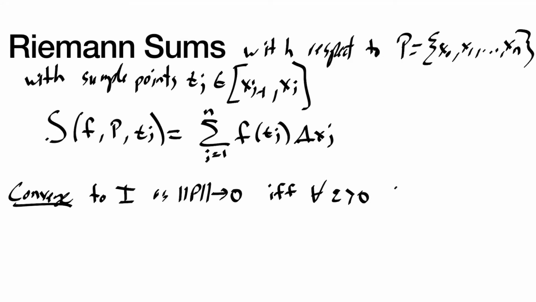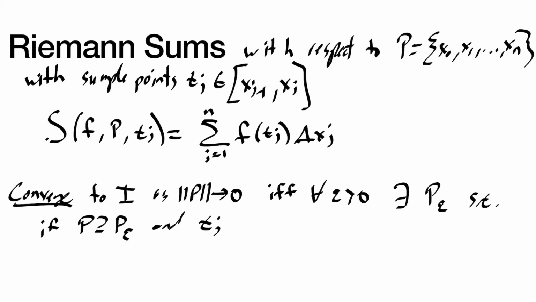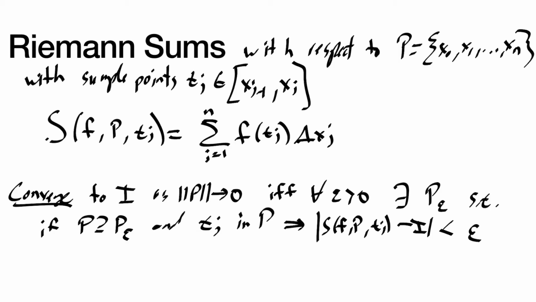for all epsilon greater than 0, there exists some partition such that every refinement of that partition and every set of sample points t_j within that refinement gives us that S(f, P, t_j) minus I is less than epsilon.